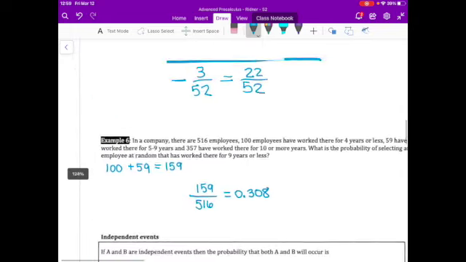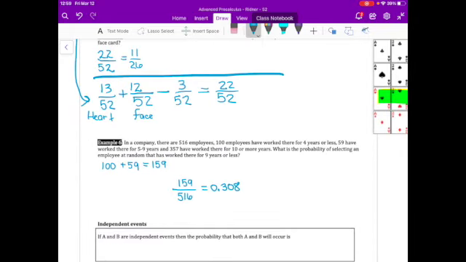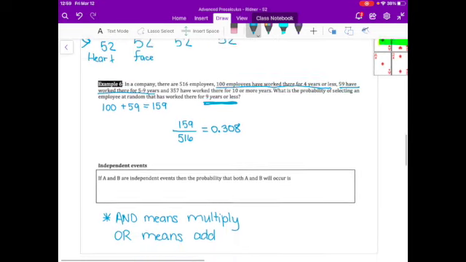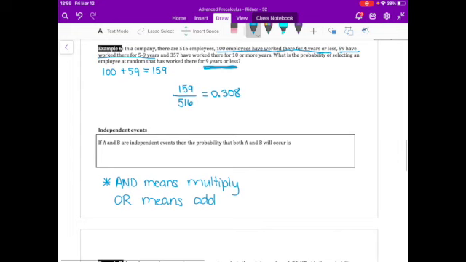Okay. For the next one, you're talking about employees. It says 9 years or less. How many of them have worked that long? So 100 are between 0 and 4. 59 are 5 to 9, so I add those together. Easy enough. All right.